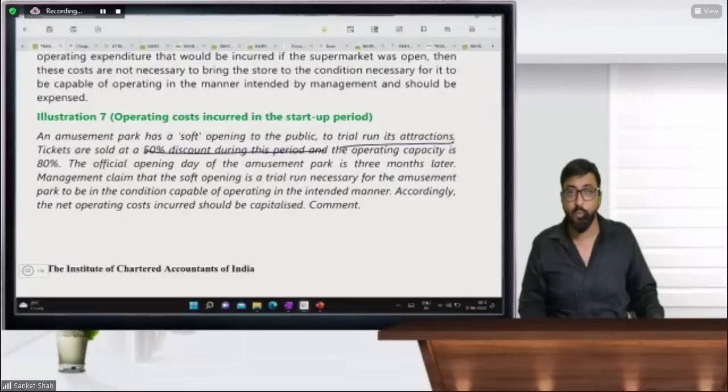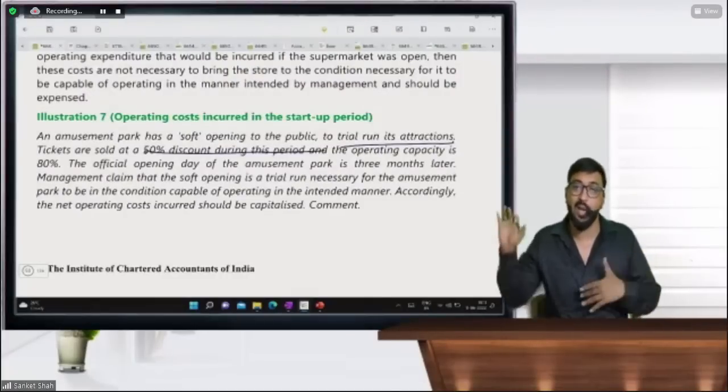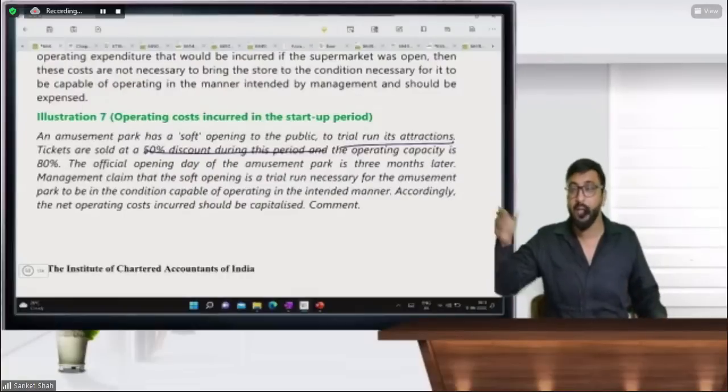The official opening day for the amusement park is 3 months later. Official announcement date is there. But beta just want to take a trial run. Management claims that the soft opening is a trial run. No beta. Public की लाइफ आप कैसे धोखे में डालोगे? आपने सबके लिए ओपन रखा है. भले ऑफिशियल डेट इज डिफरेंट, but you open it to public.